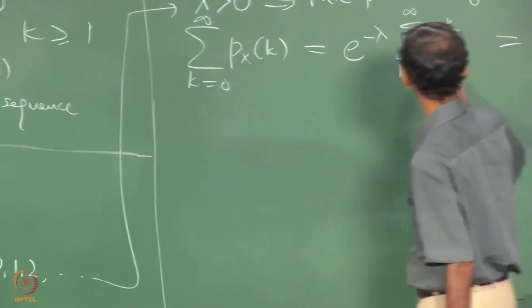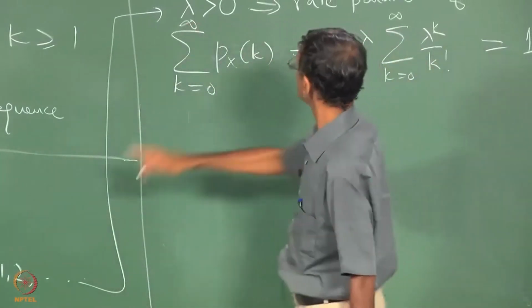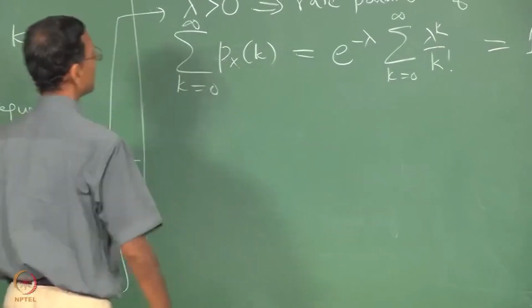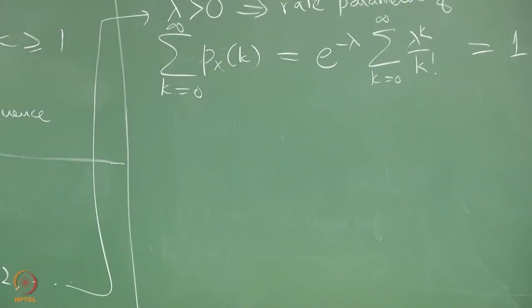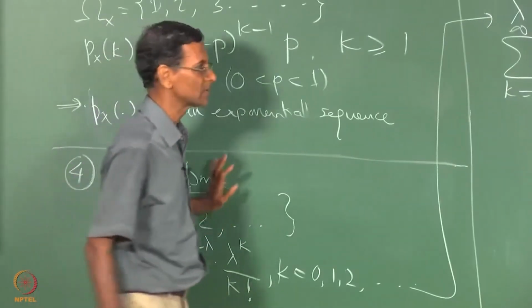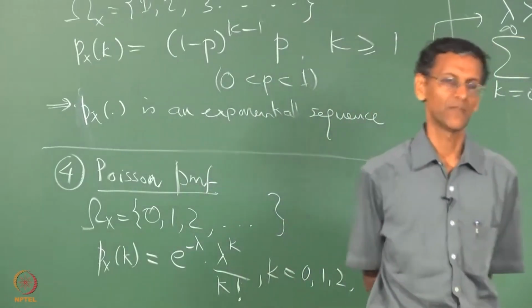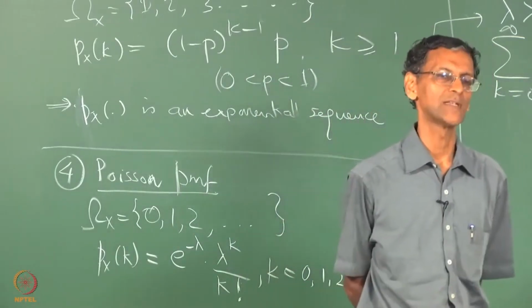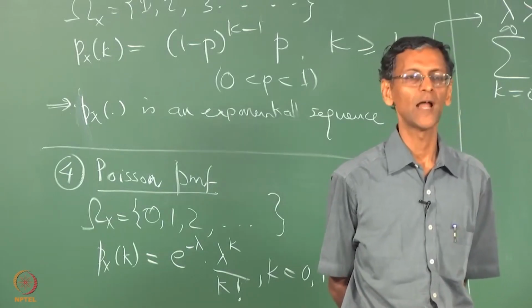Clearly this is valid, so we have a valid PMF, and all these numbers are obviously positive. There is no way that this quantity can ever be negative, so that is also trivially satisfied. The important thing is the shape of this PMF. That will tell you exactly where the probabilities are concentrated. Where are they concentrated for small lambda and for large lambda?